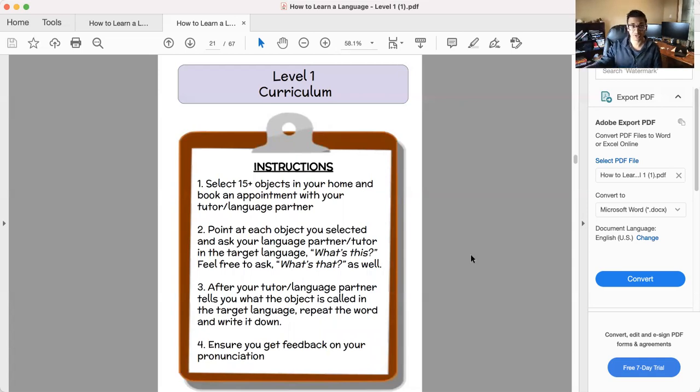My tutor or language partner would, in my case it was a tutor, my tutor would tell me, oh, that is blah, blah, blah. That is blah, blah, blah. And he would help me understand what is in the world around me. And I would then repeat it back to my tutor and get feedback on my pronunciation.